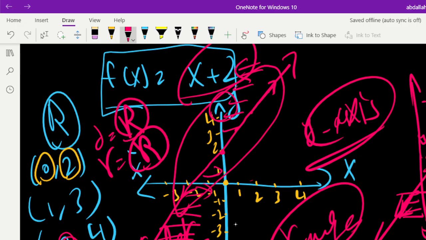So now we discussed 3 points here. We determined the domain, we determined the range, we represented the function graphically. I think it's very easy, and thanks for watching.